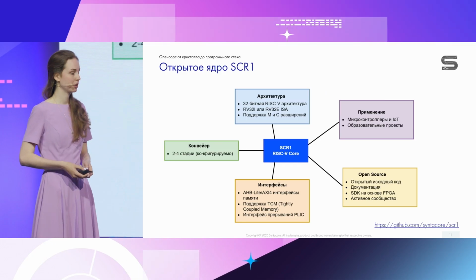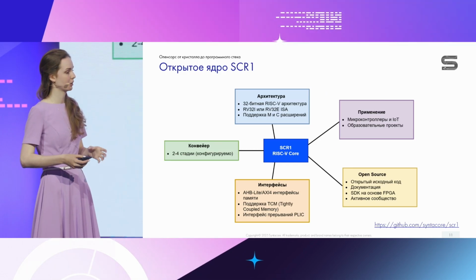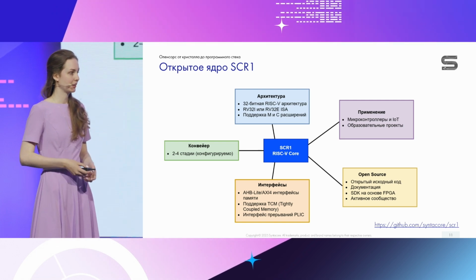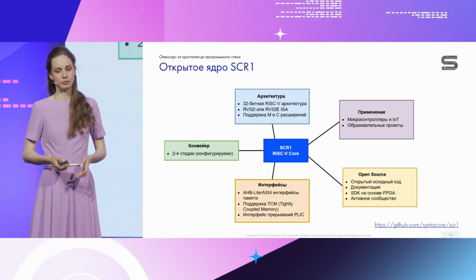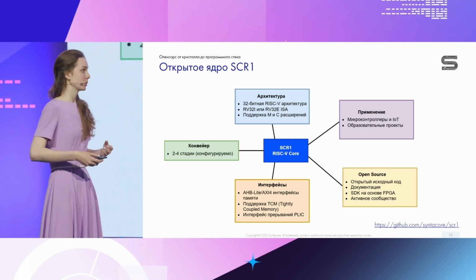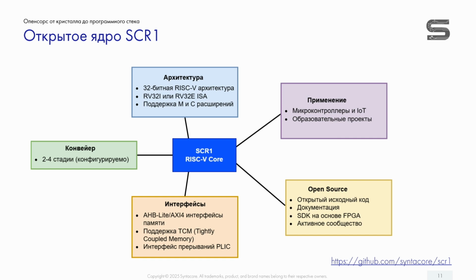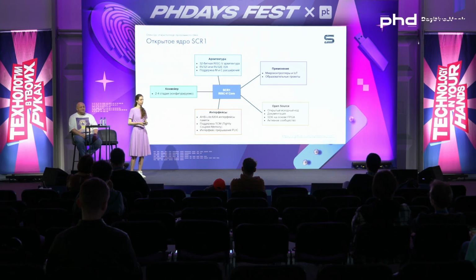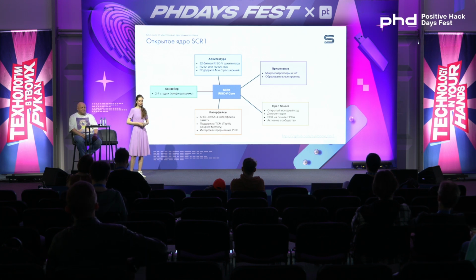SCR1 is based on 32-bit RISC-V architecture, and it's ISO RV32I and RV32E. It also can be compressed, and it's used in microcontrollers and IoT, and in many training and educational projects. SCR1 could have up to 4 stages of conveyors. The advantage is that the number of conveyors could be configured depending on specific tasks.